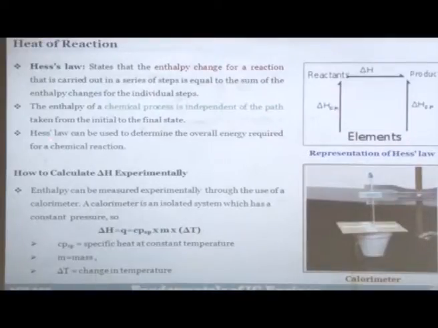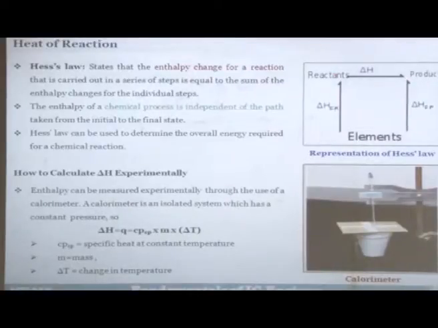The enthalpy of a chemical process is independent of the path taken from the initial to the final state. Hess's law is used to determine the overall energy required for a chemical reaction. This is the chemical energy required for formation of reactants, this is the chemical energy required for the formation of products, and this is the enthalpy of reaction, the heat of reaction. So, this value should be equal to this value plus this value.